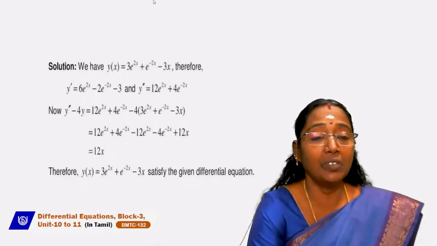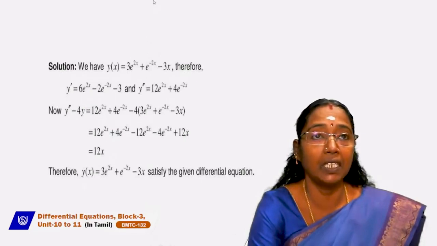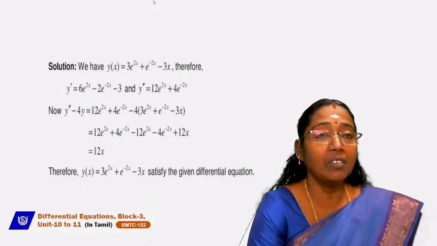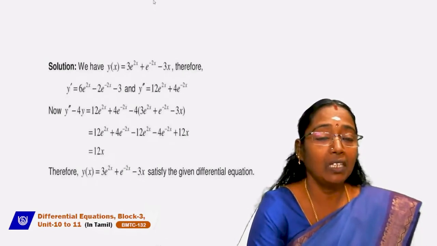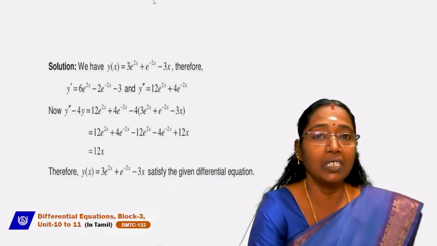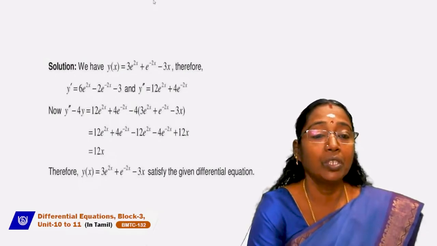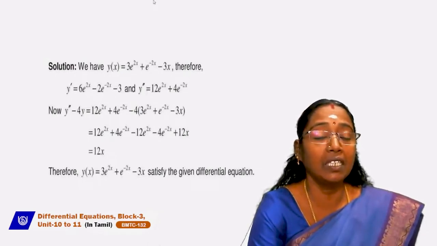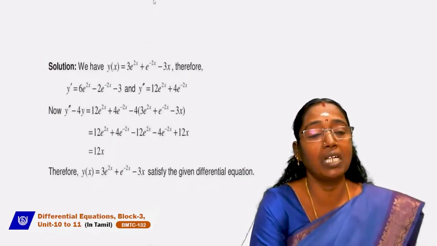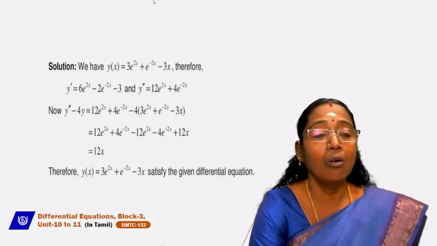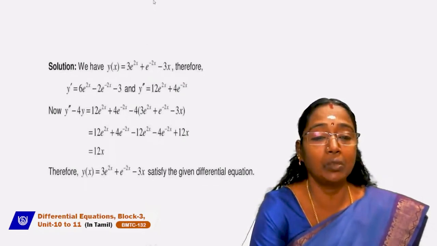See, here we have y of x equals 3 e power 2x plus e power minus 2x minus 3x. Therefore, we find the first derivative, y dash. Differentiating e power 2x gives e power 2x into 2, therefore 6 e power 2x. Again, differentiating e power minus 2x gives e power minus 2x into minus 2. And then for minus 3x, x differentiates to 1, therefore minus 3. Therefore, y dash is 6 e power 2x minus 2 e power minus 2x minus 3.